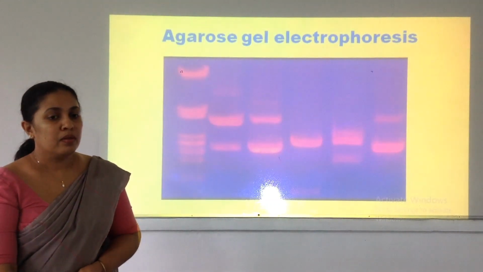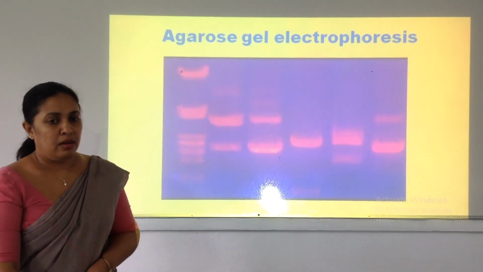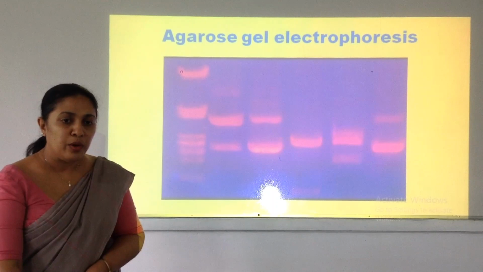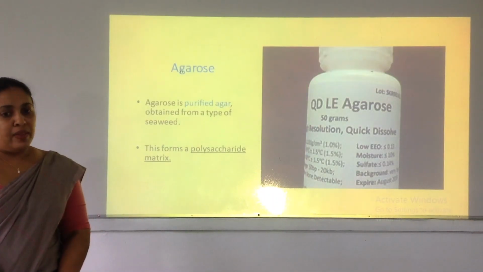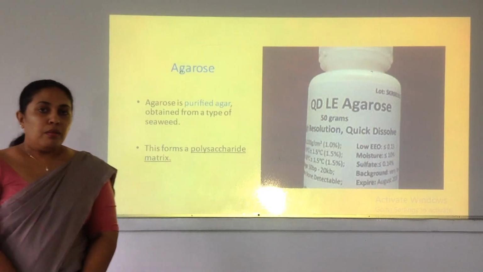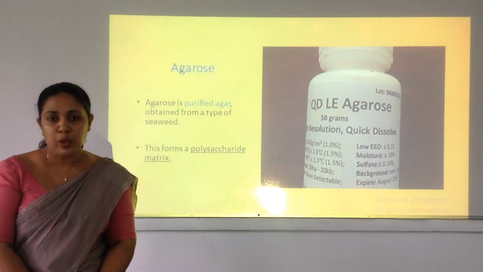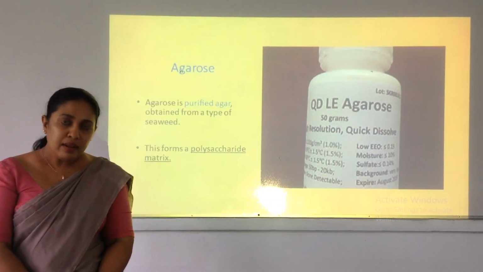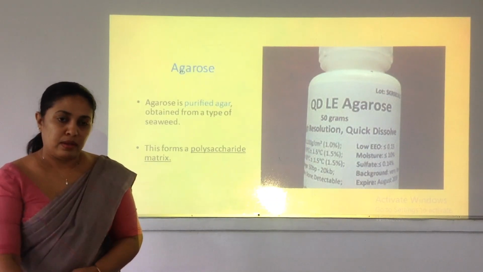So, this is an agarose gel which has run. So we are going to see how the gel is going to run. The gel is made with a powder. It is known as agarose powder and it is purified agar. It does not have any impurities. And when it is formed, it forms a polysaccharide matrix.